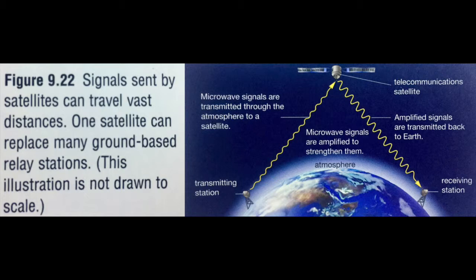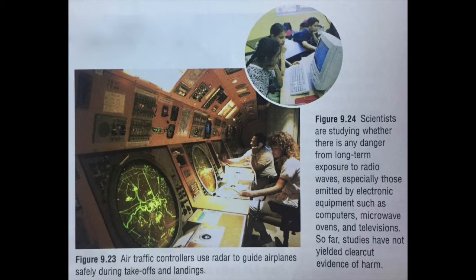When the water particles in the food absorb microwaves, they begin to vibrate quickly and become hot. Only foods that contain water particles can be heated using microwaves. Microwave frequencies are also used in telecommunications. See figure 9.22. Figure 9.22, signals sent by satellites can travel vast distances. One satellite can replace many ground-based relay stations. This illustration is not drawn to scale. Microwaves can be transmitted to telecommunication satellites that orbit Earth. The satellites receive microwave signals, amplify them, and retransmit them to a new location.